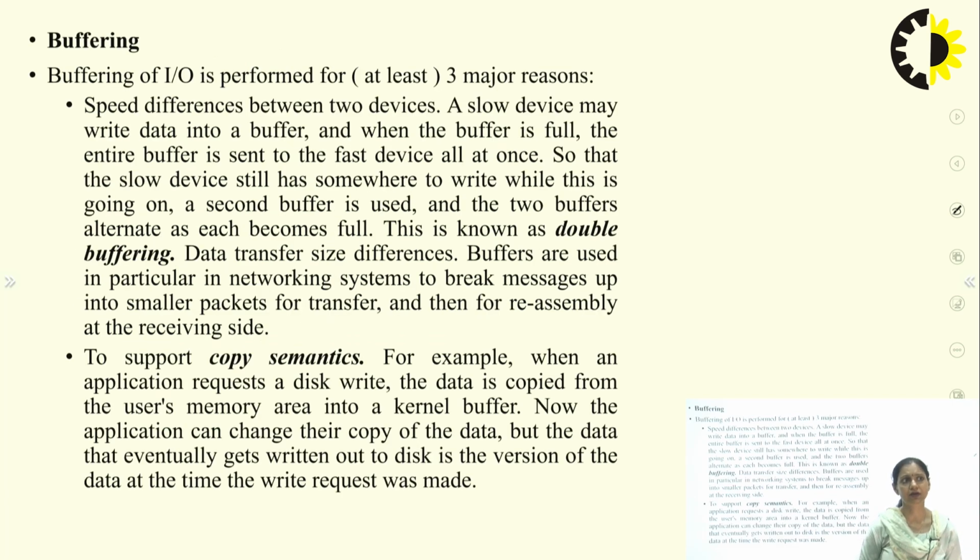So we have a concept of buffering, which has three different reasons. The first one is speed, because of the speed differences between two devices. A slower device may write data into a buffer, and when the buffer is full, the entire buffer is sent to the fast device all at once, and then the other buffer starts buffering the data. In that case, we need two buffers, which is why it is known as double buffering, where we need two buffers to transfer the data from a slow device to a faster device.